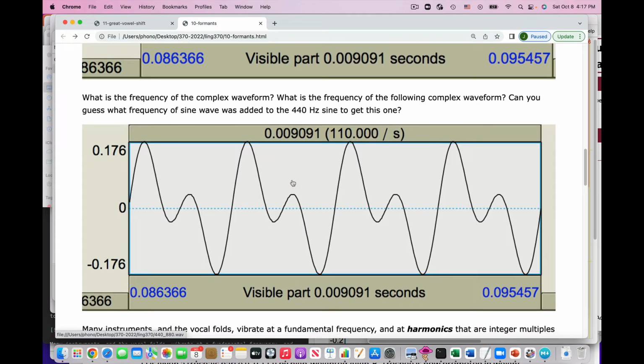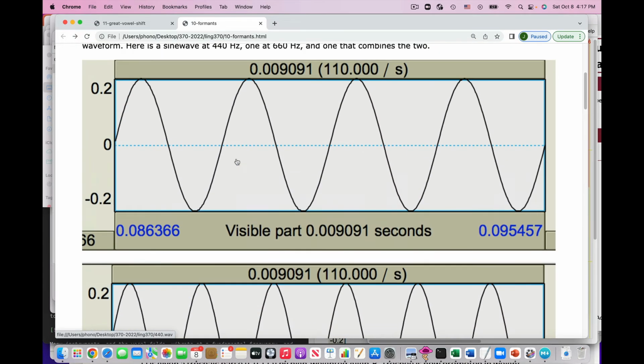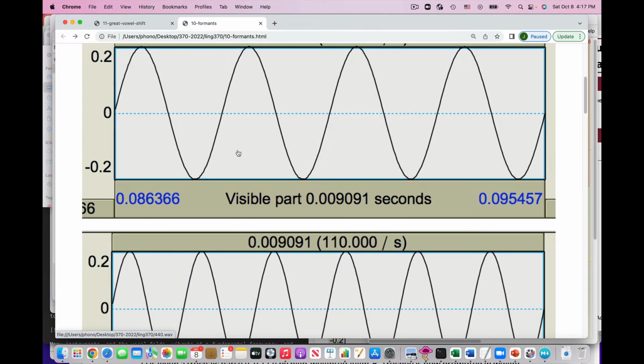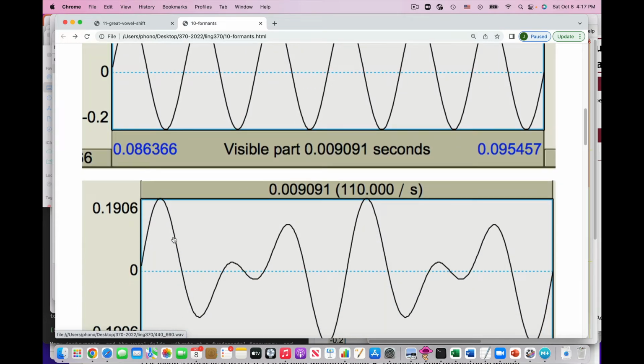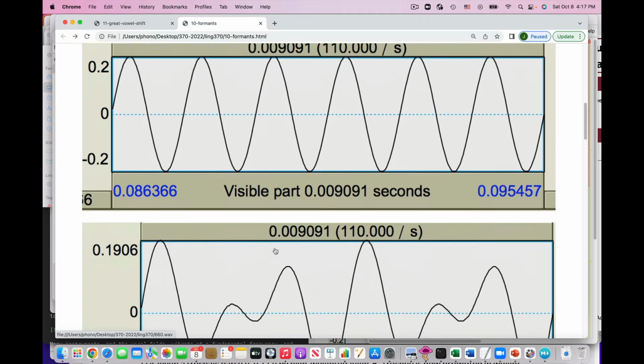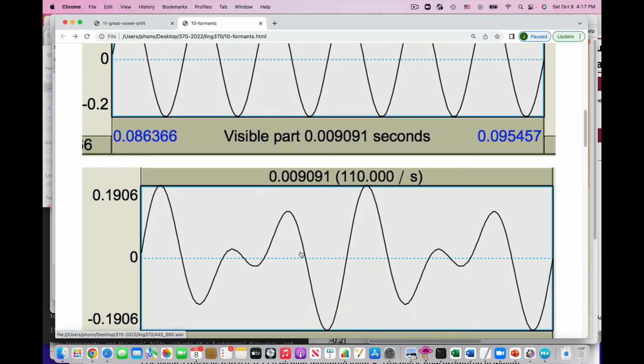What's the frequency of this complex waveform? Well, it's 1, 2, 3, 4 again. So it's got the same fundamental frequency, and we'll talk more about fundamental frequency in a minute, as the first one we got. What do you think the frequency of the sine wave was that we added to it to get this? Notice how in the addition, we had our 440 and our 660, and you can sort of see the remnants of the two of them in the waveform. When this is the average of them.